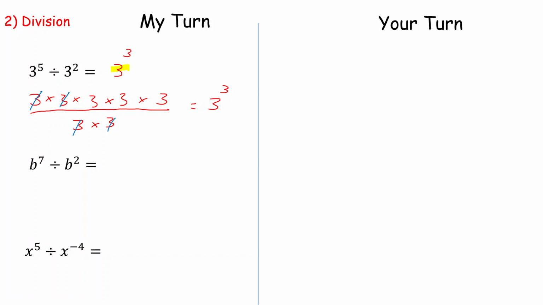So for the division law with indices, if you're dividing with the same base number, so you've got a 3 and a 3 here in this case, and they must be the same number, you just take away the powers. So 5 take away 2 is 3. And that is your answer.